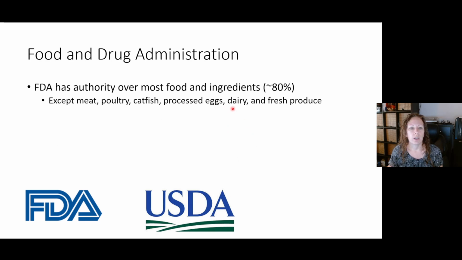USDA also regulates dairy and fresh produce. Now, as soon as you've done anything to process that produce, it is now FDA. So if you have dried fruit like raisins or prunes or apricots, now it's FDA. But if it's fresh, USDA regulates that.